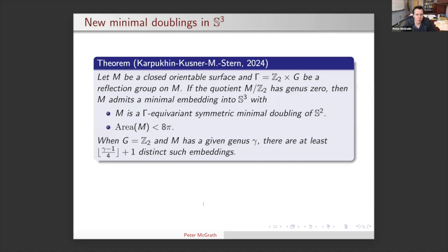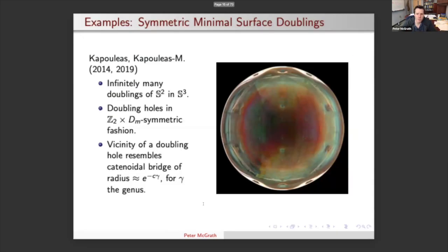But one virtue of this theorem is it says, in some general sense, that if you have a configuration of doubling holes with some symmetry, and you ask, does this give rise to a doubling of S2 in S3? This theorem basically says yes. So lots of things that you expect to look like doublings do. And at least this was definitely open.